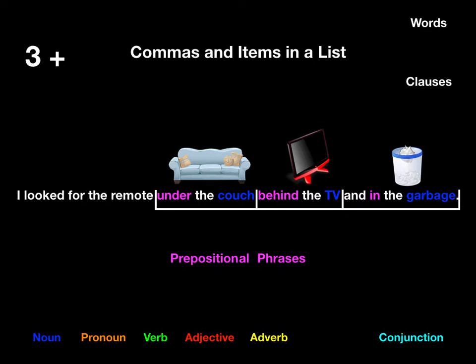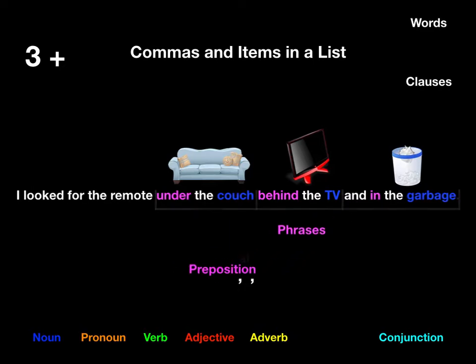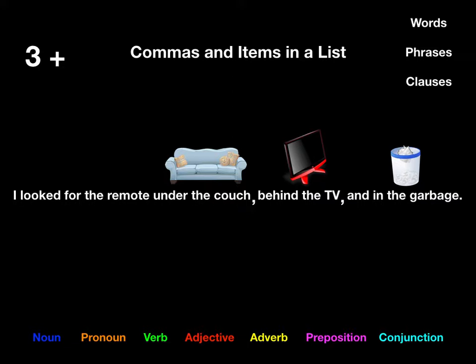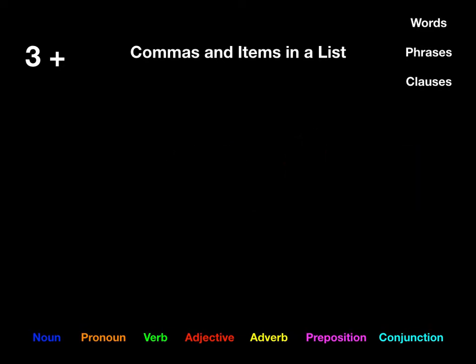Since we have 3 prepositional phrases, we need to include a comma between each of these items. The final sentence would then read, I looked for the remote under the couch, comma, behind the TV, comma, and in the garbage. Let's look at one final example.